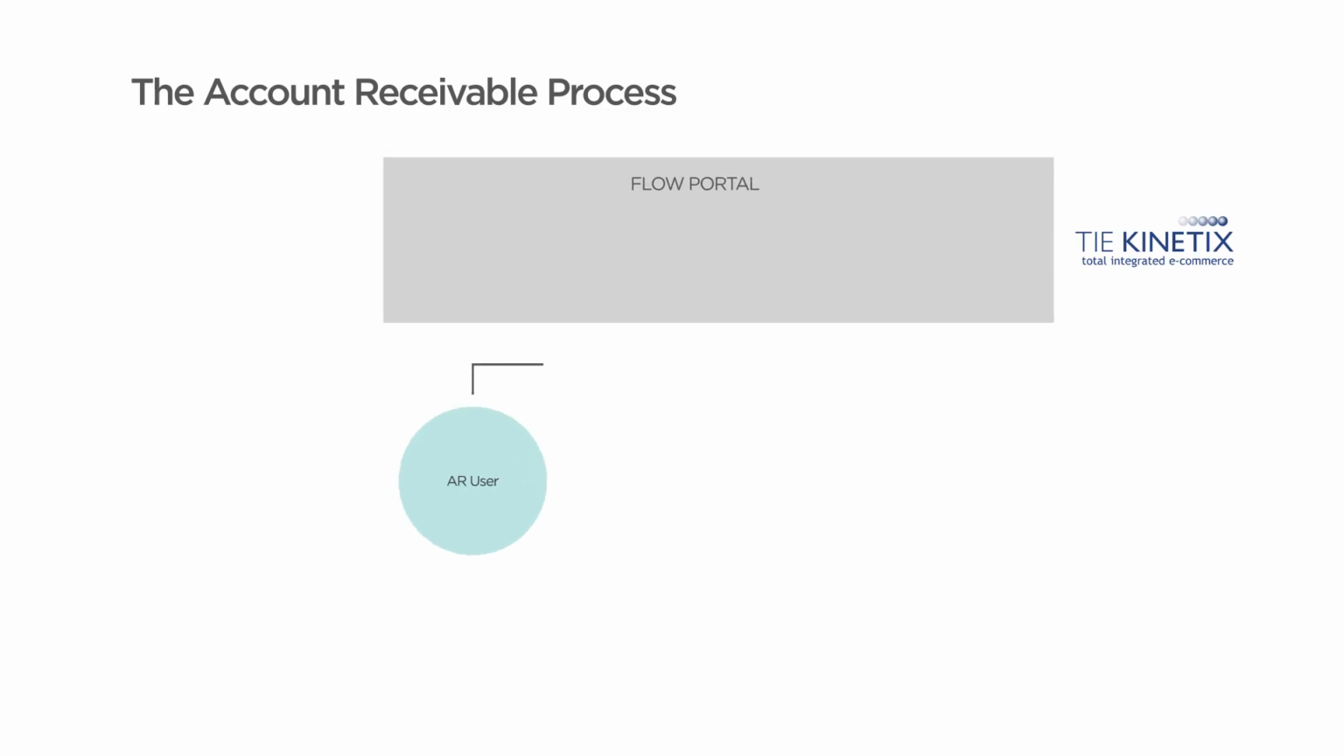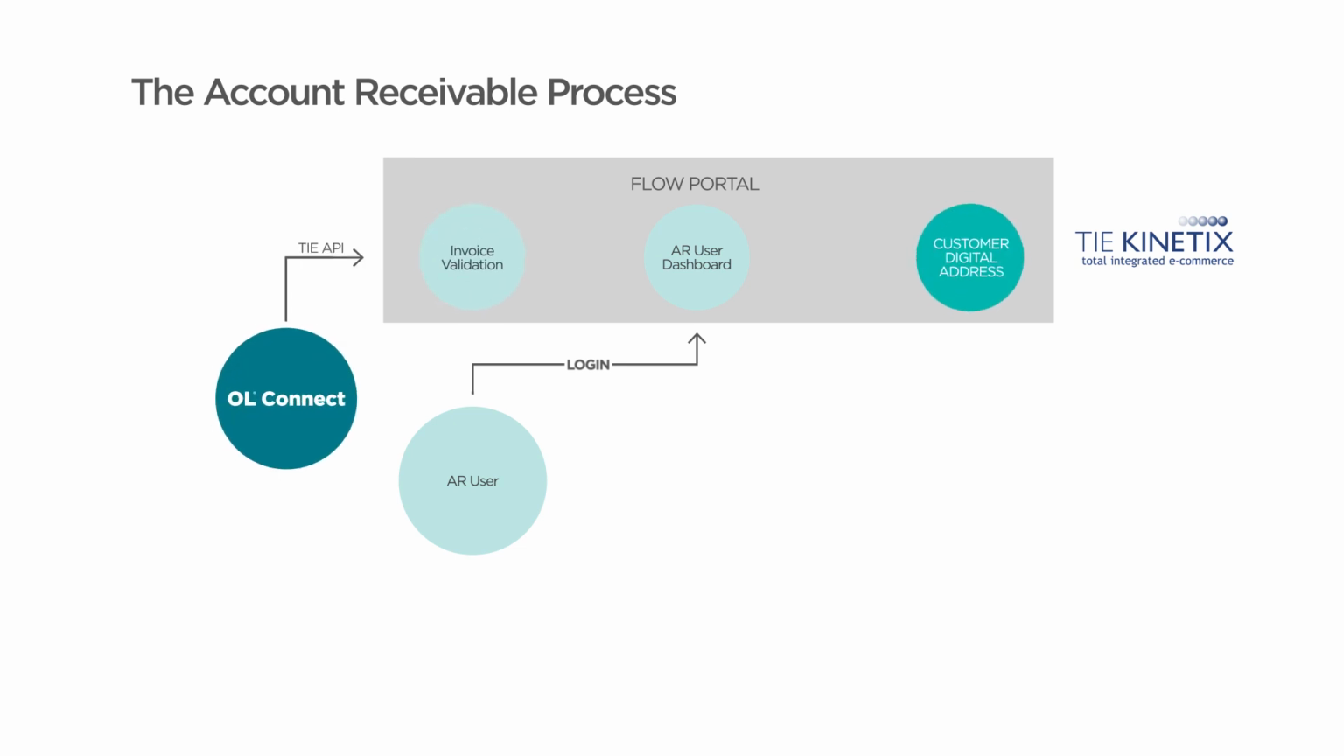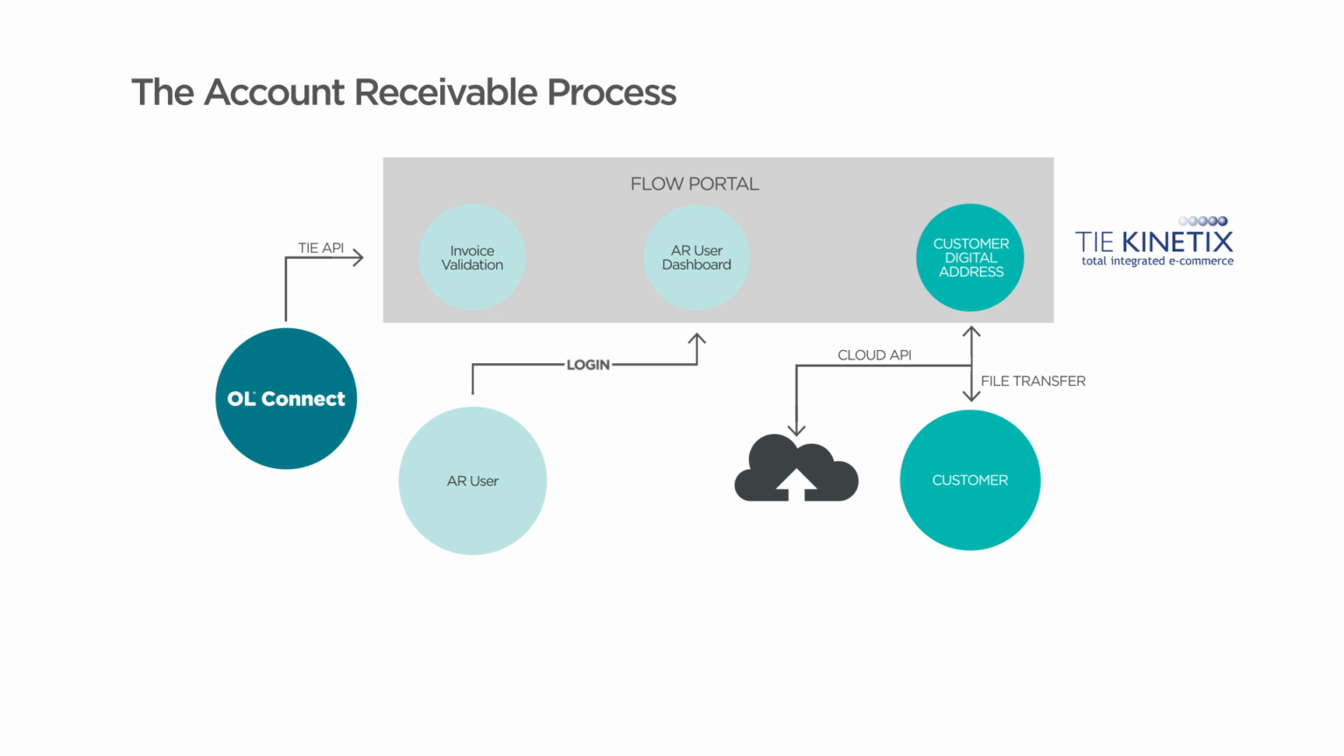You may recall that for e-invoicing, I mentioned that Connect can send invoices to a service provider using their APIs. In this demo, I'm using TIE Kinetics. We call them TIE. They have their own portal that allows the AR user to view any invoices sent. Connect uses TIE's API to post those invoices using the digital address for a specific customer as defined in the customer preferences. TIE takes care of the final delivery of a suitable e-invoicing file, which the customer can import into their specific system. If that system is cloud-based, then TIE will use that system's API to deliver the transaction over the internet.